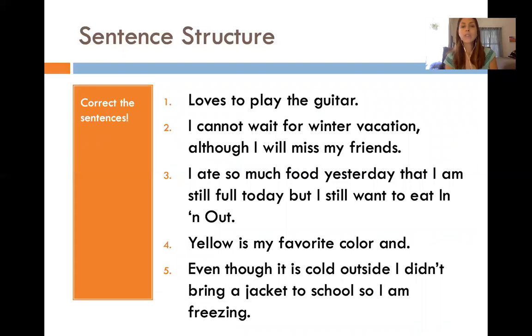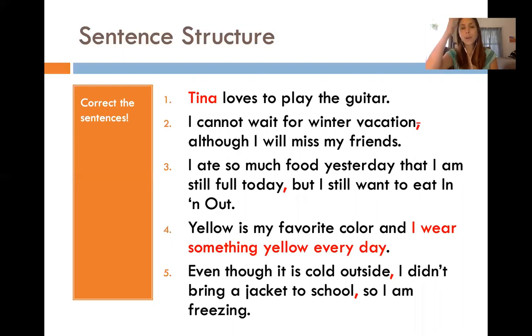The third one, I ate so much food yesterday that I am still full today, but I still want to eat in and out. Now, this is a lot to handle, but we know there should be a comma in here somewhere. Now think about our rules. If it starts with a subordinating conjunction, we put a comma. Does it start with a subordinating conjunction? No, it starts with a pronoun. Now, does it have a coordinating conjunction? Because we know that commas come before coordinating conjunctions. Yes, it has a but. So we can put a comma before the coordinating conjunction. So I ate so much food yesterday that I'm still full today, comma, but I still want to eat in and out.